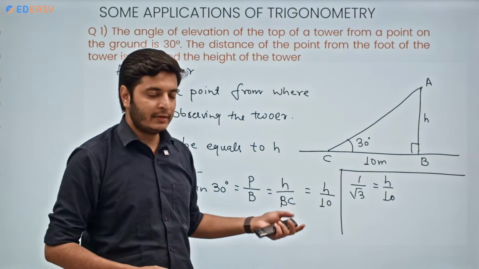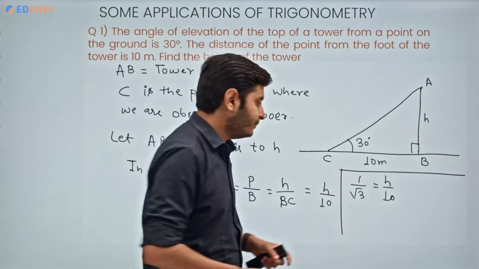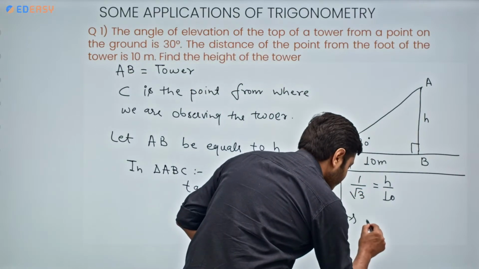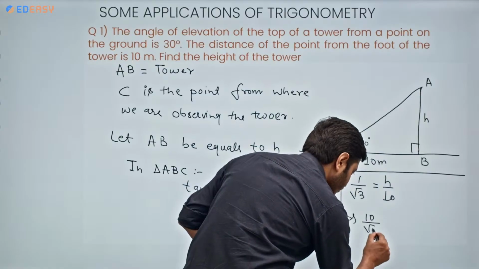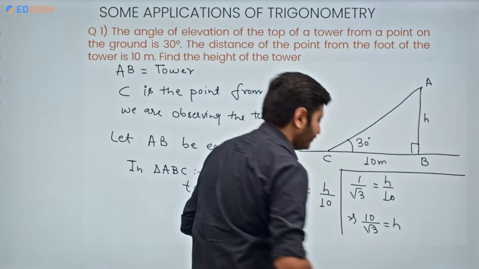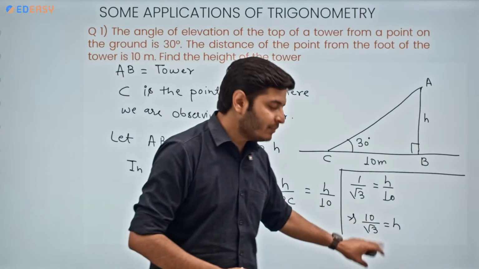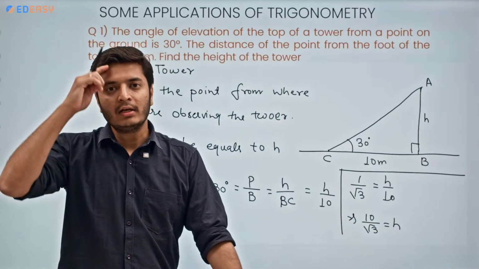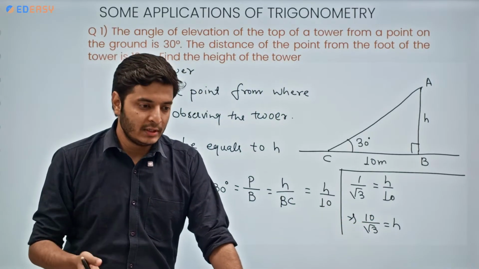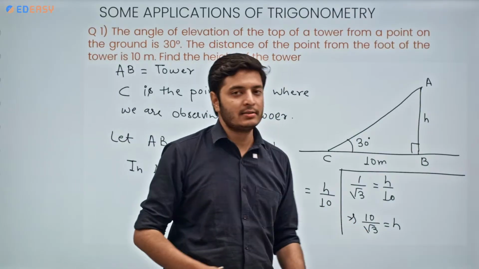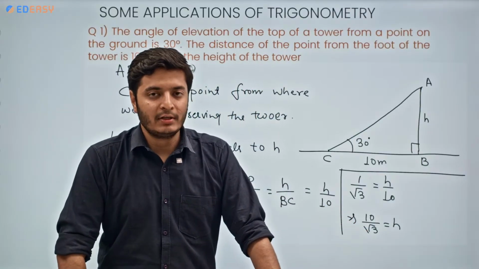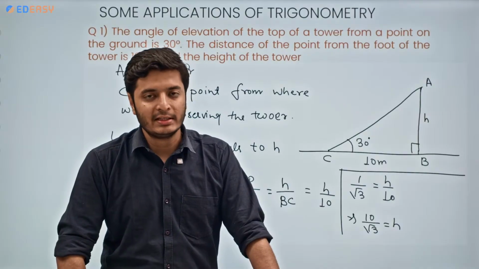We can do one thing, we can transpose this 10 to the left side. So it will become 10 by root 3 is equal to h. Now this can be your answer. The height of the tower is 10 upon root 3, but usually we don't keep our answers like this, where we have an irrational number in the denominator.